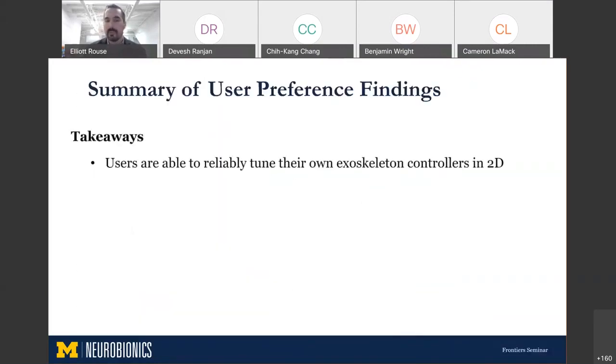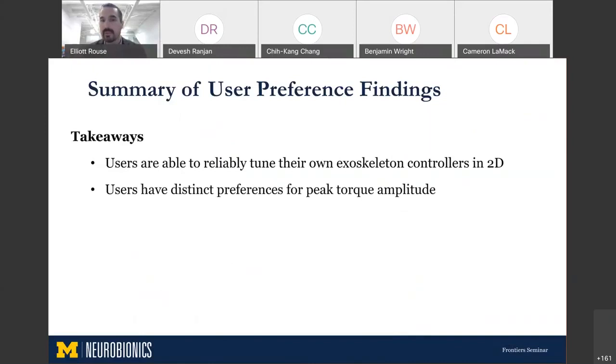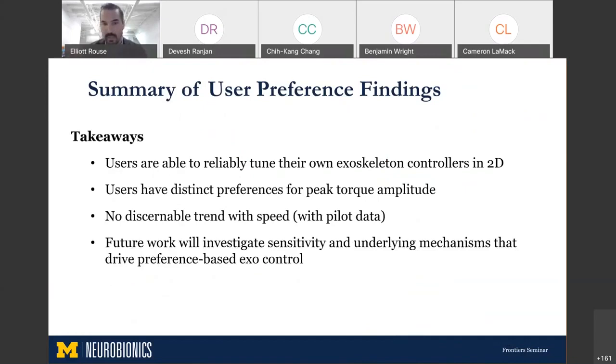So the summary for this initial study in exoskeletons is that people are able to reliably tune their own exoskeletons in 2 dimensions. Users have distinct preferences for peak torque amplitude, and really no discernible trend was observed with speed, although this is just our first 2 pilot subjects. So future work will be investigating the sensitivity and underlying mechanisms that drive preference, similar to how we've been investigating that in our prosthetic work.